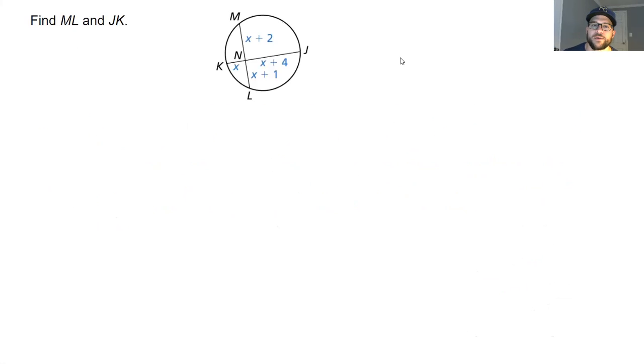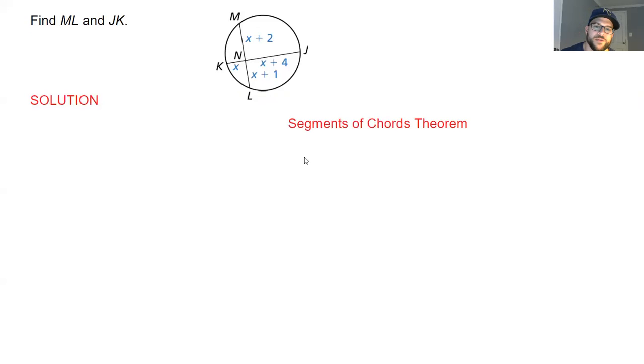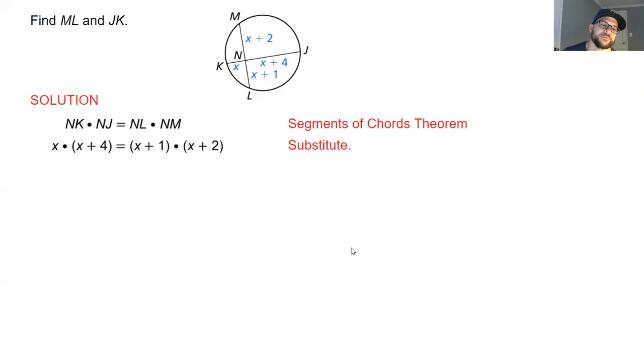Okay, so we're going to look at this together. Find ML and find JK. Given that we have x plus 2 and x plus 1 as one pair of segments, and x and x plus 4 as the other, we're going to look at the individual segments and pair them up together in a multiplication problem. So NK is your x, NJ is your x plus 4. Those two go together. NL is your x plus 1, NM is your x plus 2. Those two things go together. Notice how you're staying on the same chord, same chord. And then you're just going to follow your rules of algebra.